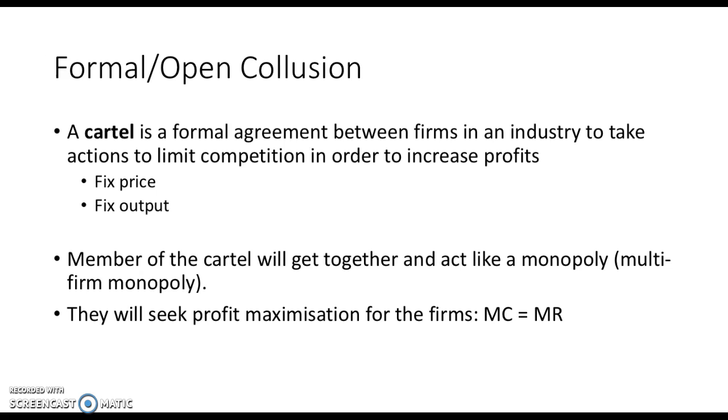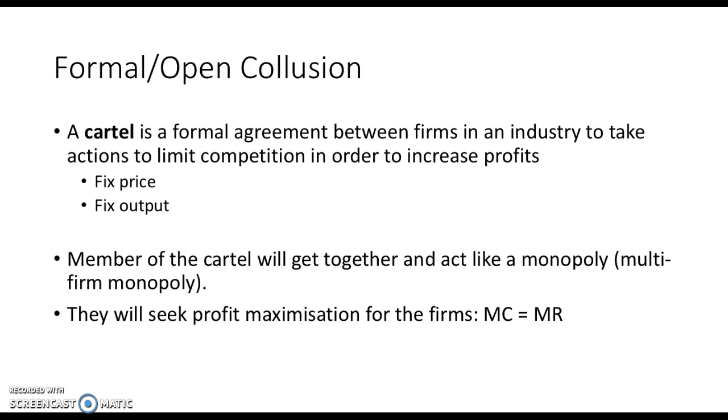A cartel is a formal agreement between firms in a particular industry, and they're going to take actions to increase their profits, either by fixing the price or fixing the output, driving that price up. Now, these members of a cartel, remember it's an oligopoly, so there's going to be a few firms that have a dominant position in an industry. They're going to come together and they're going to act like a monopoly. And they are looking for profit maximization.